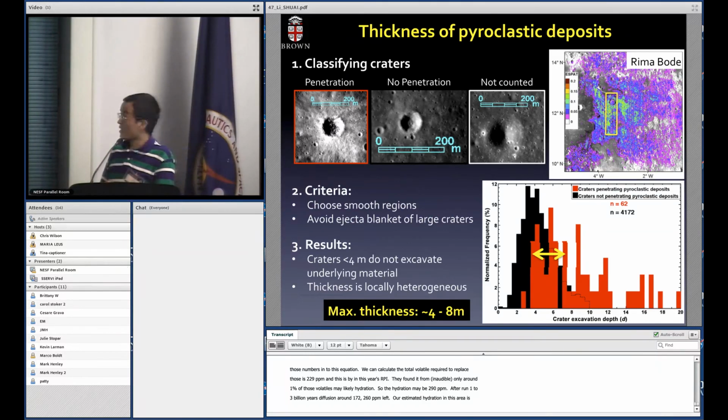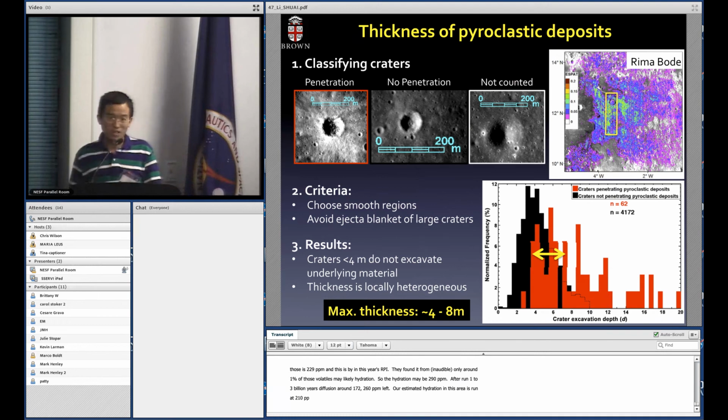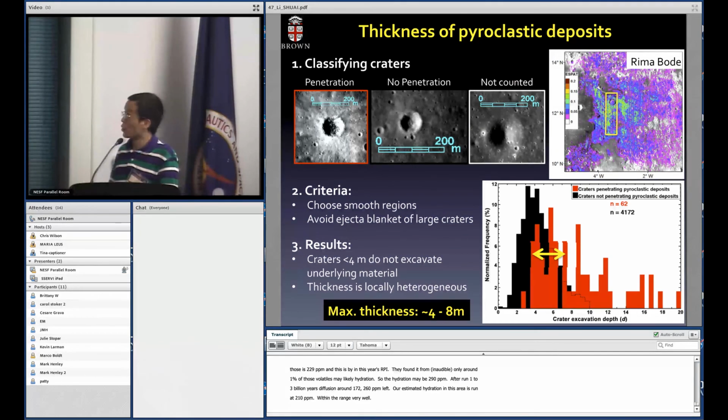And again, as I said before, we do use the mass conservation model to derive the total volatile. We needed to get the depth of the pyroclastic deposits. We are showing a case study again at Rimaboda and using the NAC image to count the craters based on the crater diameter-depth ratio to get the thickness. As shown, this yellow box is the NAC image coverage region. And we classify craters in this region into 3 groups. Group 1, you can see here with the black halo and clear ejecta. We group these craters as penetrating through the pyroclastic deposits.